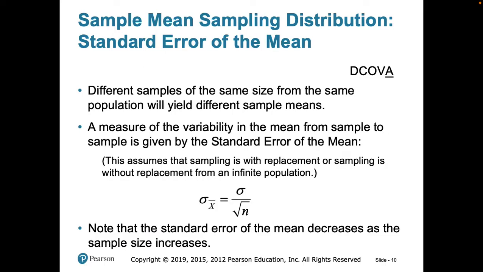So the value of the standard deviation of all possible means, we call that the standard error of the mean, and it expresses how the sample means vary from sample to sample. So the standard error of the mean is equal to the standard deviation of the population divided by the square root of the sample size. So going back to the pool example that we talked about, right?